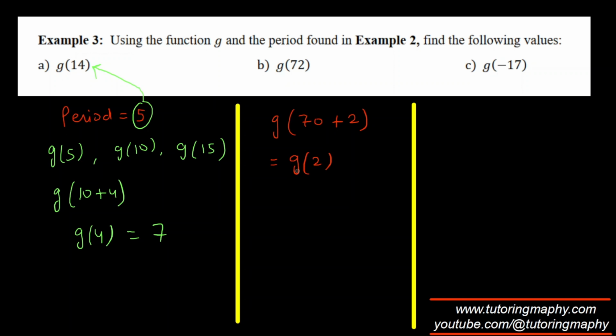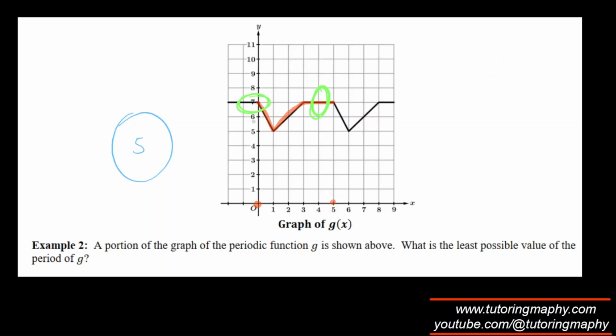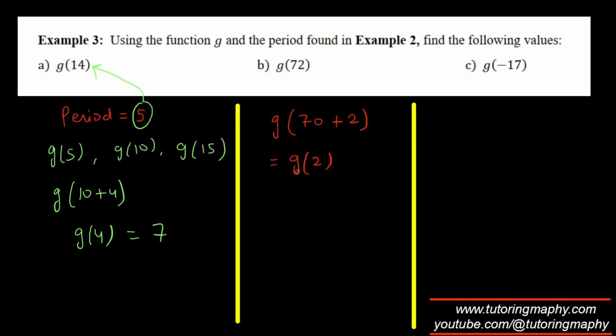So that's basically overlap. G of 2 from our figure is going to be right here, which is 6. So the answer is 6.